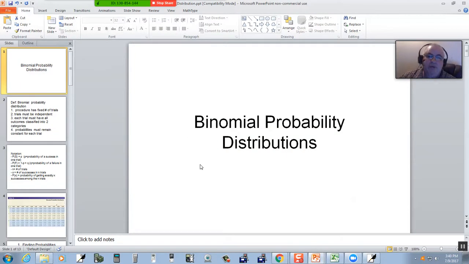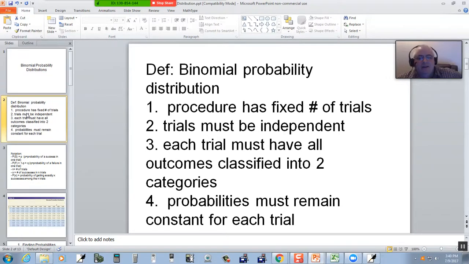Now, binomial probability distribution. I'm going to talk about the definition here, even though it's talked about in the video, because it really is important for you to understand the problem. Now, definition. Procedure has a fixed number of trials. Trials must be independent. Each trial must have all outcomes classified in two categories. Probabilities must remain constant for each trial.